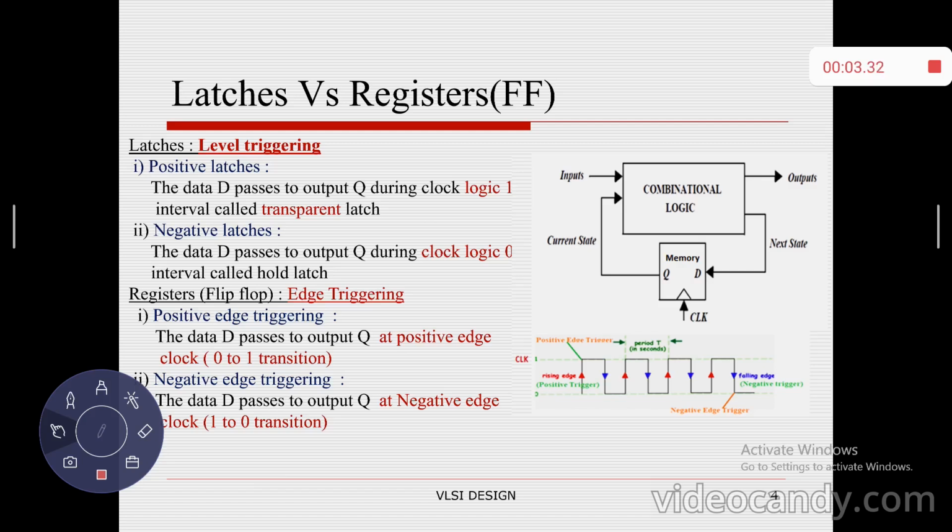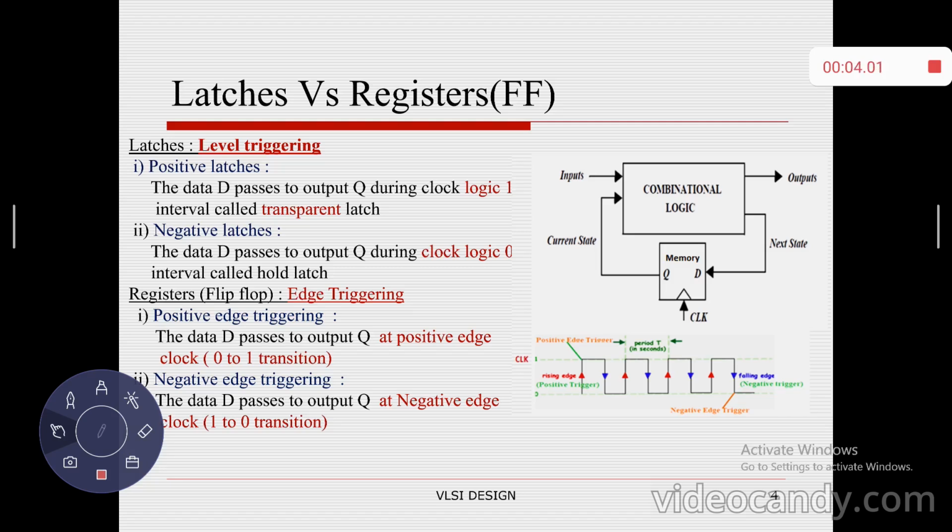Next, the difference between latches and register. A latch is level triggered, and a register is edge triggered. What do we mean by level triggering and edge triggering? I will explain with a simple block diagram. Kindly look at the block diagram, which is a sequential logic circuit, a combinational circuit having a feedback connection. The feedback component is called memory. It may be a latch or a register, whatever it may be.